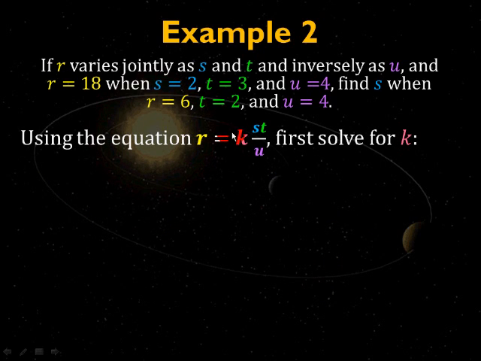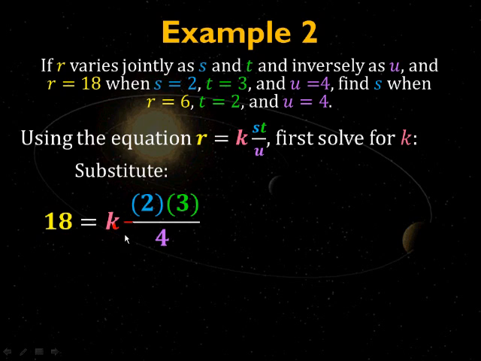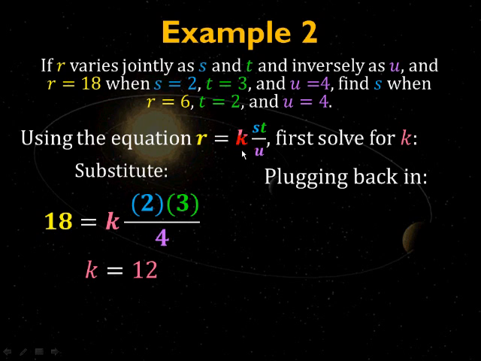So all you do is plug and chug. First, plug in the variables you have for the first relationship and solve for K. So you get 18 equals K times 2 times 3 over 4. K is equal to 12. Now you substitute 12 back in for K, and you solve for S. You have R, T, and U, so if you plug all that in, you get S is 1. So part of the problem is figuring out what the relationship is in terms of an equation. Once you get that, it's just plugging stuff in, solving for K, substituting K back in, and finding the missing variable.